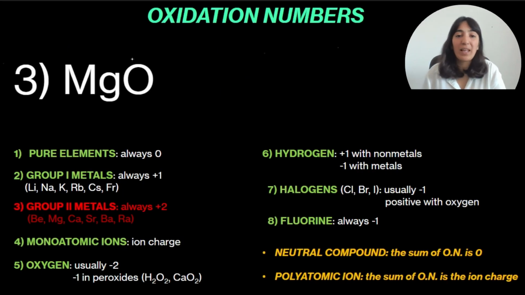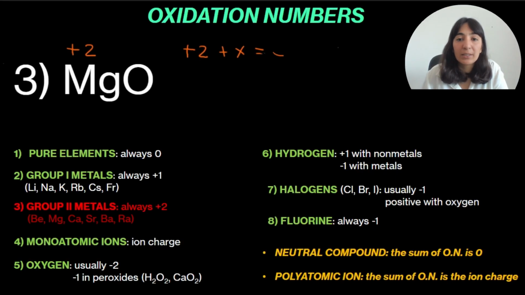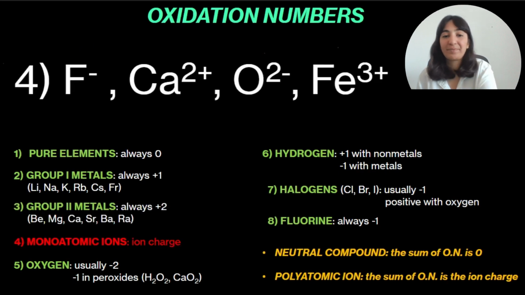Now, MgO, same thing. Mg is an alkaline earth metal, a group 2 metal, so we write its oxidation number +2, and now we find the oxidation number of oxygen, +2 plus x equals 0, +x equals -2, which is the oxidation number of oxygen, -2.